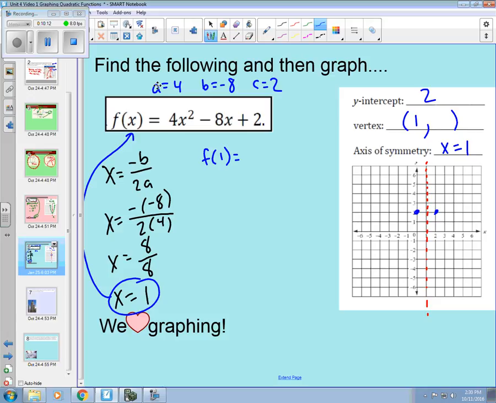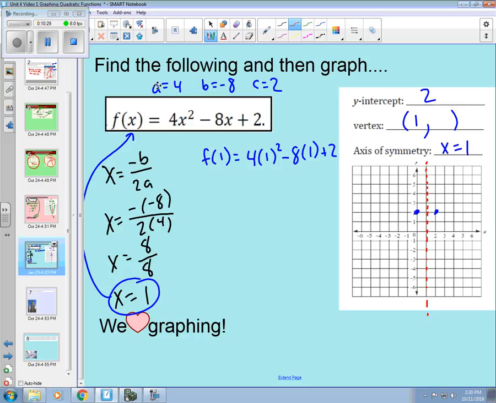Pause the video and see what you get. All right, if you plugged it in correctly here and did it right, you should have gotten -2. Be careful on this part. Remember, we should not times these together and then square. That's not following order of operations.